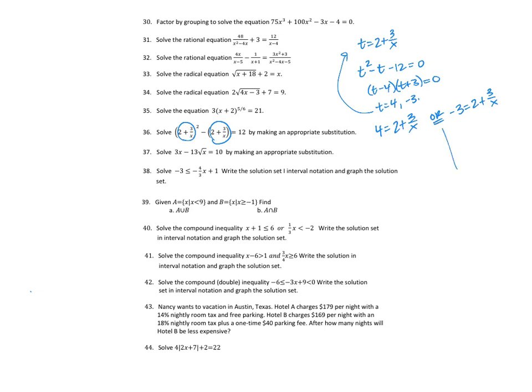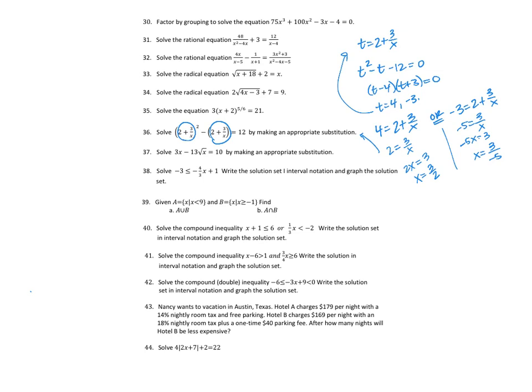So if I solve this one, I can subtract 2 from both sides, multiply both sides by x, and divide by 2. To solve the other one, I can subtract 2 from both sides, multiply both sides by x, and divide by negative 5. So those are my two solutions to problem 36.